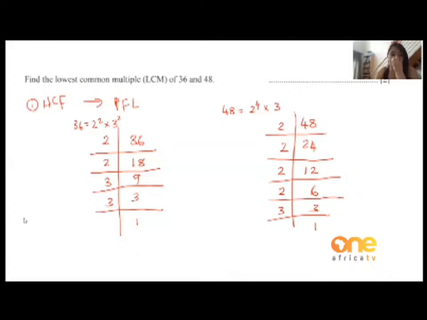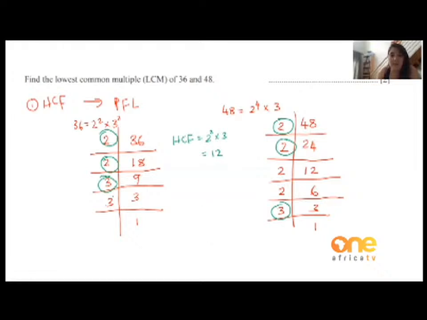And so what is common here? Well, back on my green, what's common here is 2's, 2 of them, and 1 3. So I'm going to say my HCF is equal to 2 squared times 3, which is 12. So my highest common factor is 12.